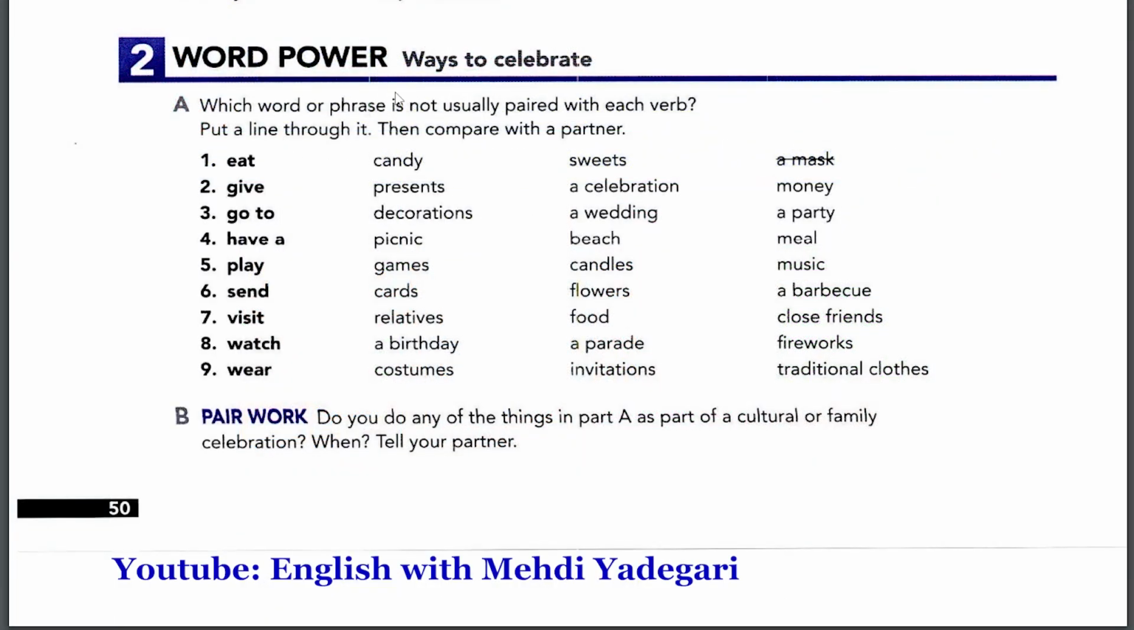Part 2. Ways to celebrate. طرق جشن گرفتن یعنی طریقه و راههایی برای جشن گرفتن.